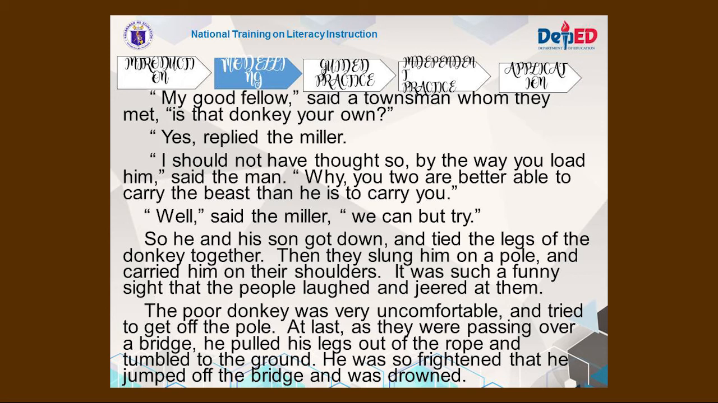At last, as they were passing over a bridge, he pulled his legs out of the rope and tumbled to the ground. He was so frightened that he jumped off the bridge and was drowned.